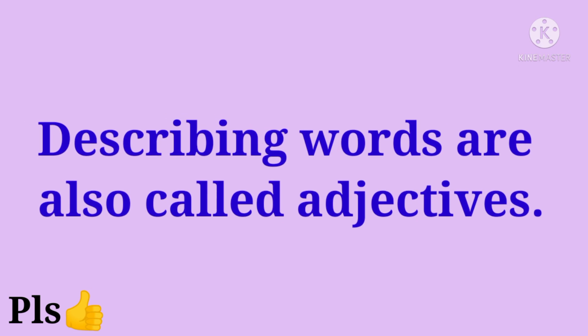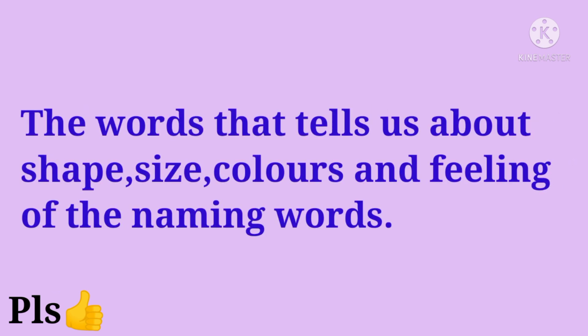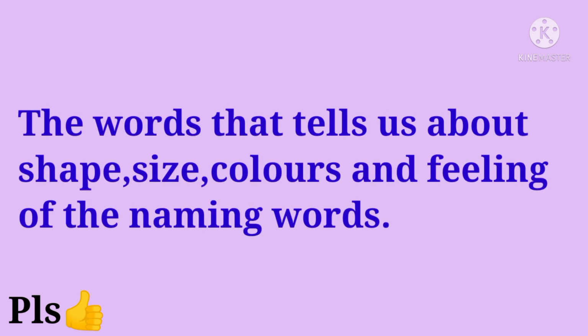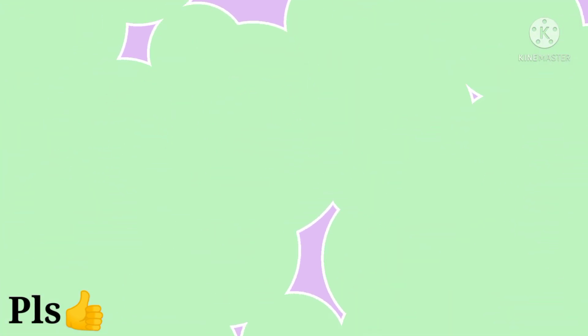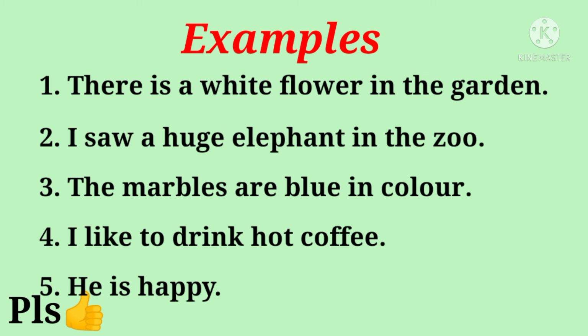Describing words are also called adjectives. इनका दूसरा नाम adjectives भी है. The words that tell us about shape, size, colors and feeling of the naming words. ये वो words होते हैं जो कि हमको noun के, naming word means noun के shape, size, color और feeling बताते हैं. Let us see some examples. इससे आपको easily clear हो जाएगा.